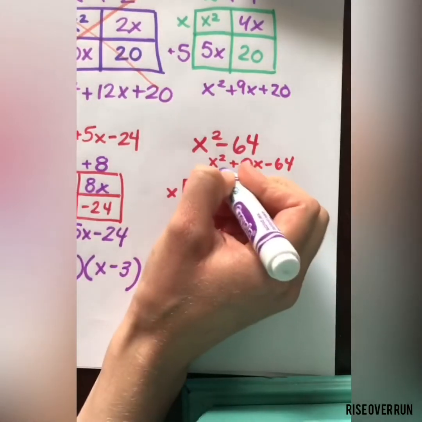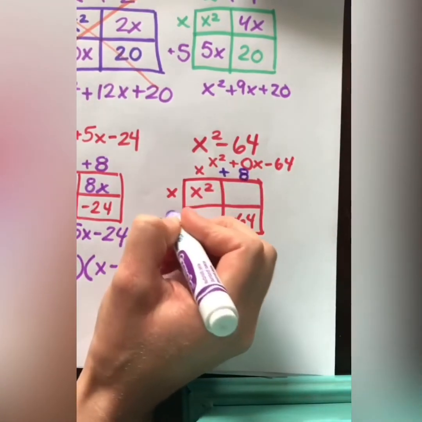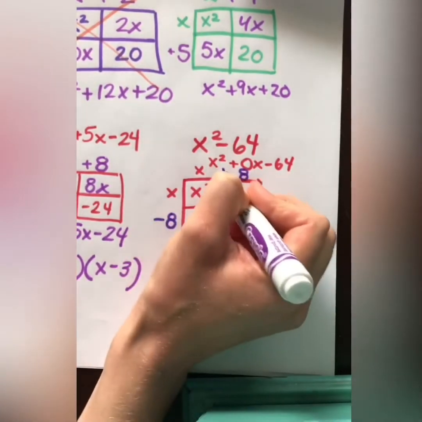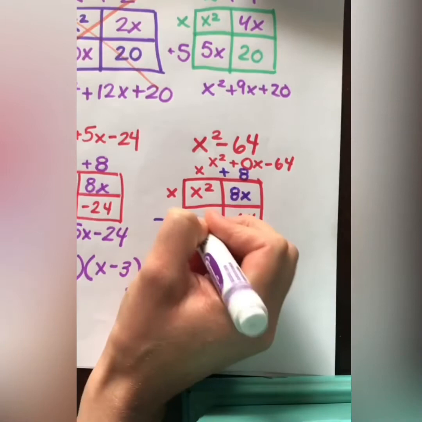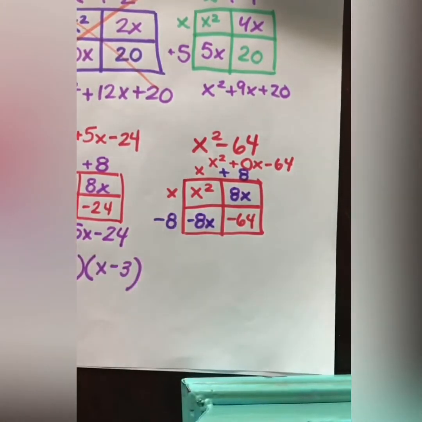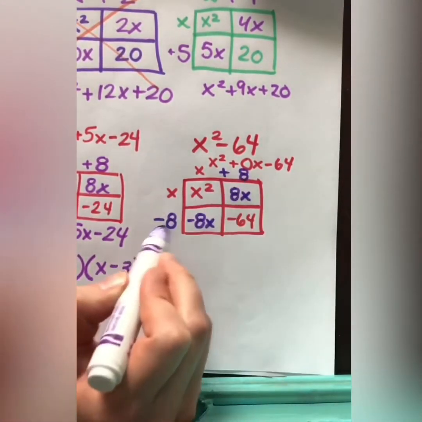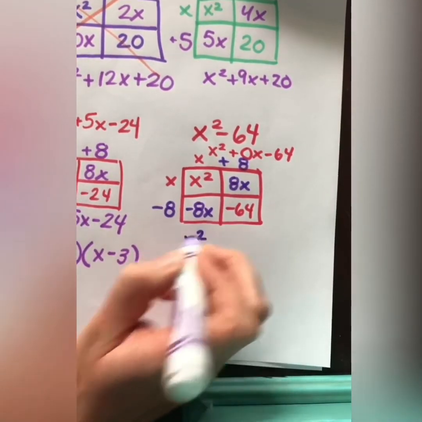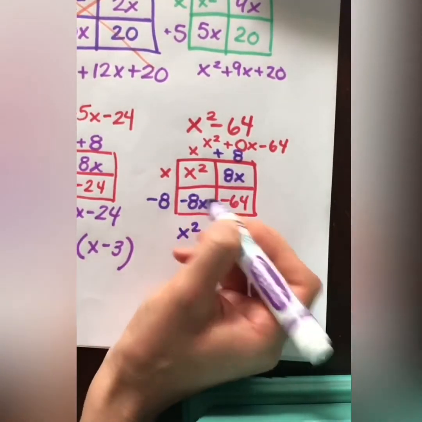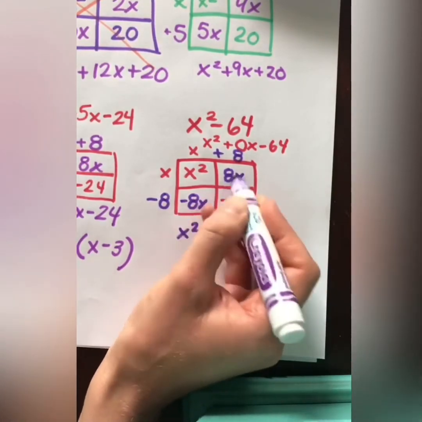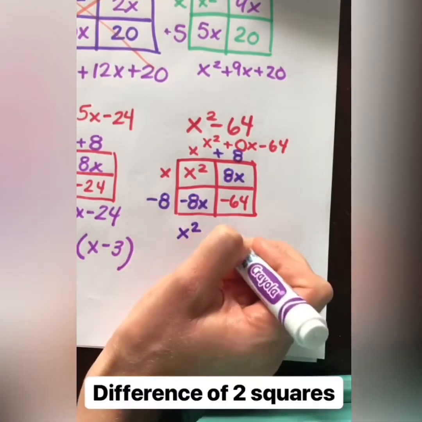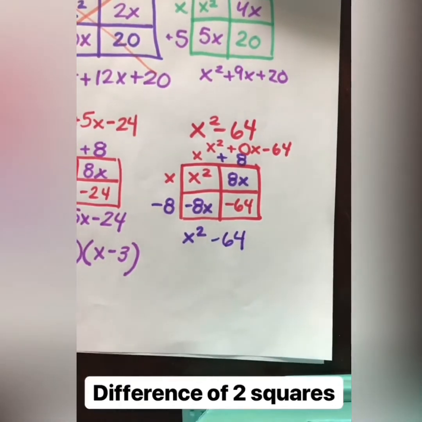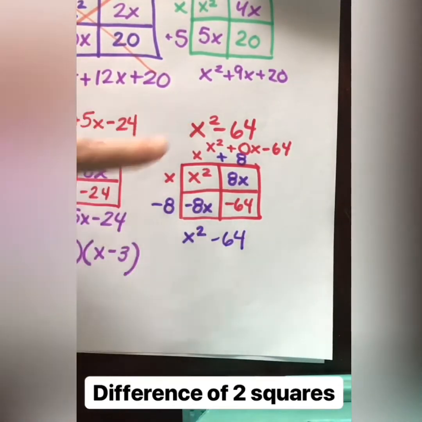How about positive 8 and negative 8? Here we'll have 8x, here we'll have negative 8x, and then the product of 8 and negative 8 is negative 64. If I were to combine all these, I would have 8x minus 8x, so that is 0x, and then minus 64. This is called the difference of two squares. It's an important pattern to notice.